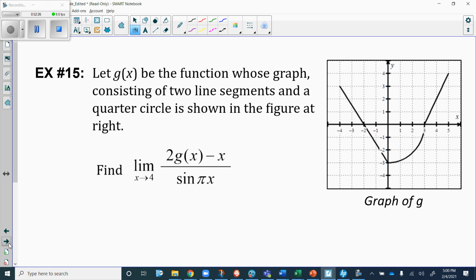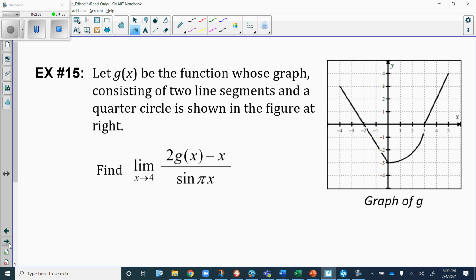And here, this is coming up to, I believe, our last example for how we're looking at L'Hopital's rule. And they're giving it to us in terms of a graph, because we don't necessarily know, I mean, we could create the function for g of x, but it's a piecewise function with 2 line segments and a quarter circle is what it looks like. And so it's asking us to evaluate the limit as x approaches 4.